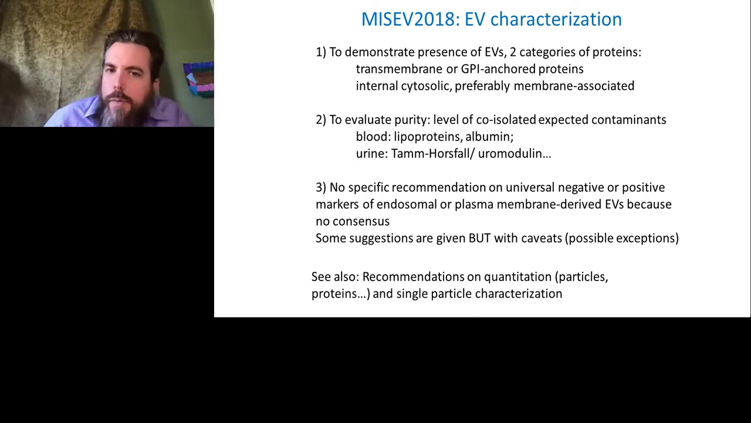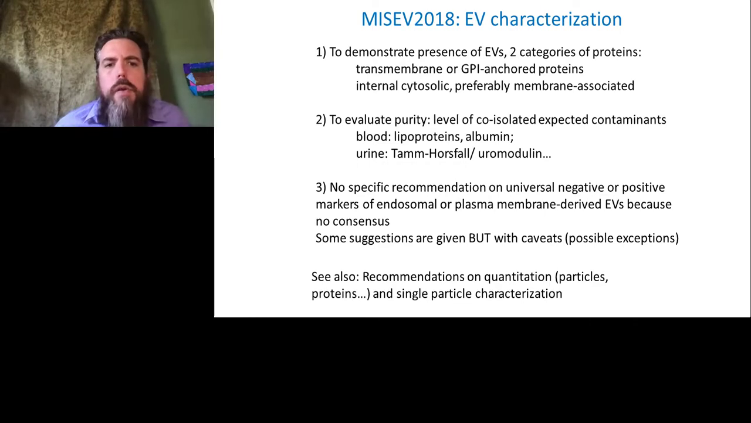We don't just want to show the presence of EVs. We also want to interrogate the presence of expected contaminants. And so these could be things like plasma proteins if we're working with blood plasma, it could be something like the Tamm-Horsfall protein, or uromodulin, if we're working with urine. And in the case of cell culture or cell sources, like tissue, we might look at some of these deep cellular contaminants, so these nuclear markers or others that we would expect to be depleted from EVs.